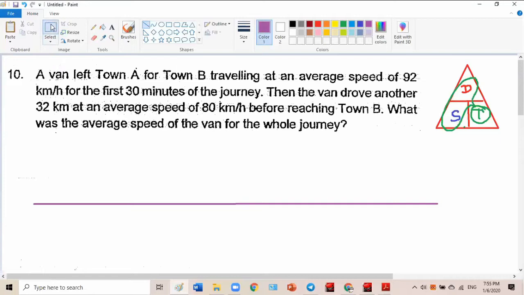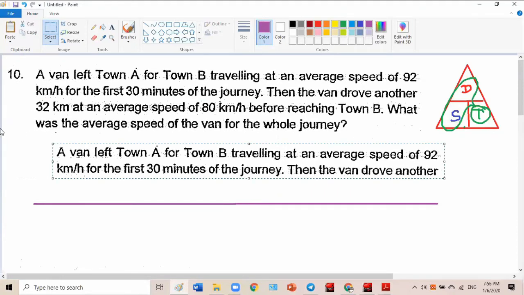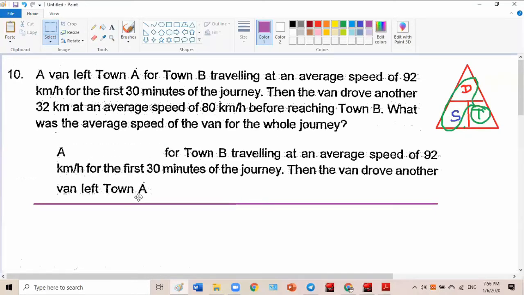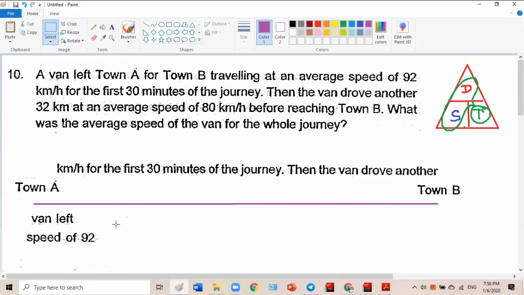So a van, here we go. Left town A traveling at an average speed of 92 for the first 30 minutes. Let me capture this information. I'm going to move them around. So here, this is the van. Left town A, that means at town A here, the van left. For what? Town B. You put town B here. That's how you do it. What is the average speed? Just speed, speed of 92 kilometers per hour.